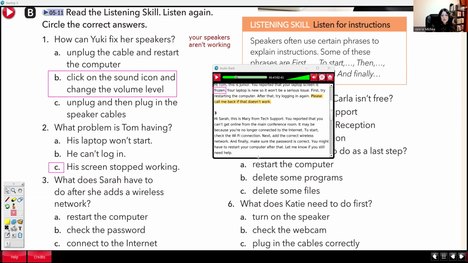Your laptop is new, so it won't be a serious issue. Please try restarting the computer. After that, try logging in. All right, so it's not a serious problem. It's just a matter of restarting. So the screen stopped working because it's frozen. That's the idea. Let's go with the next one.